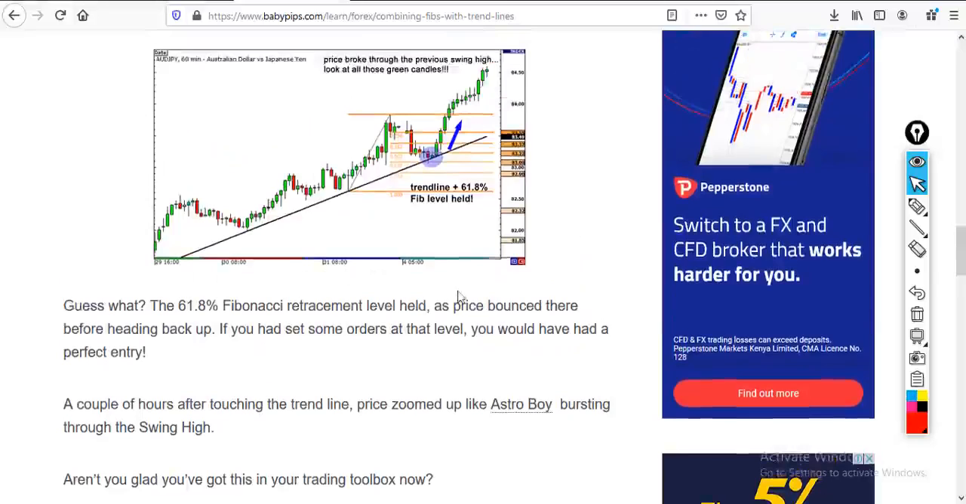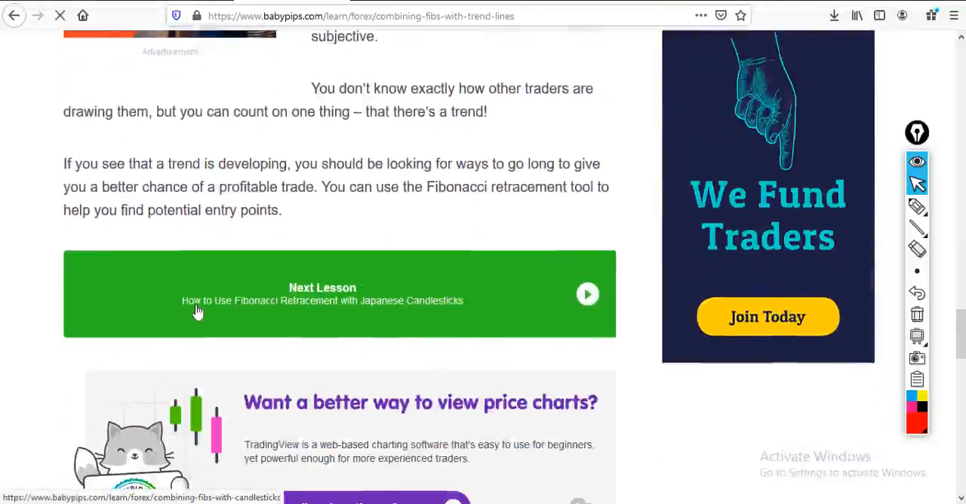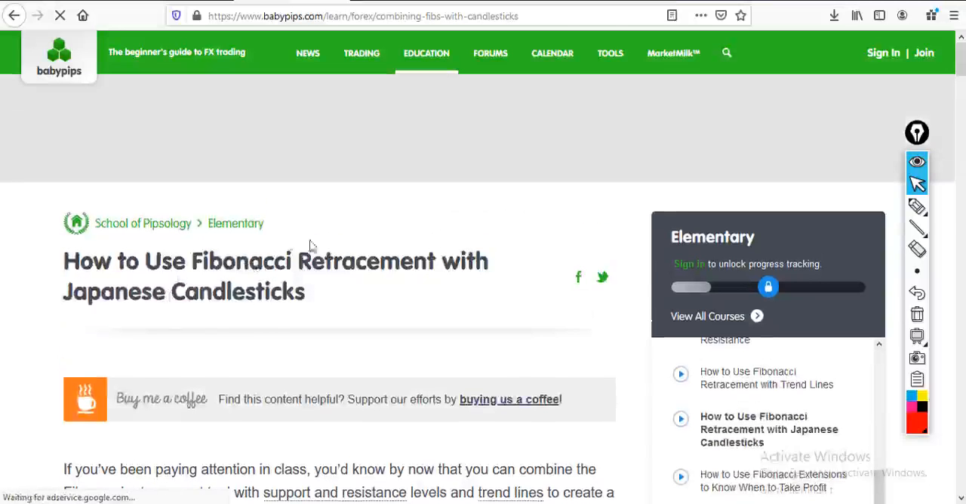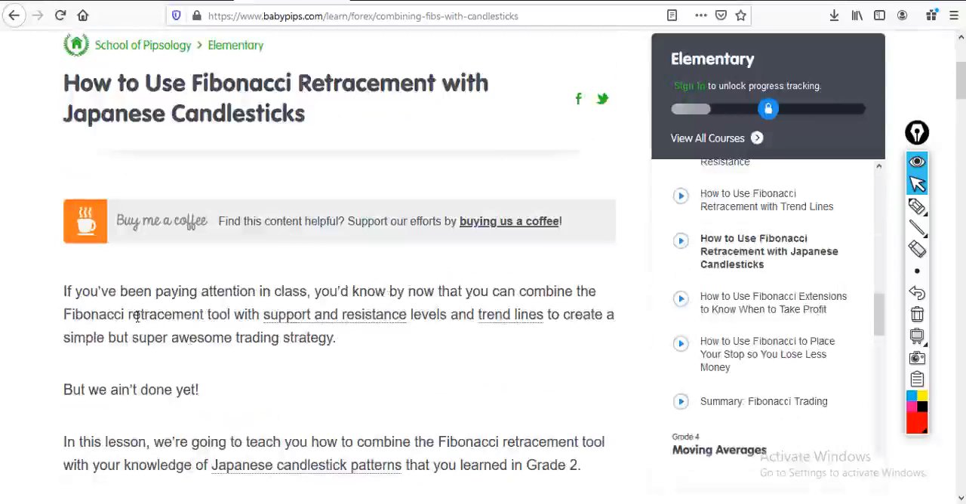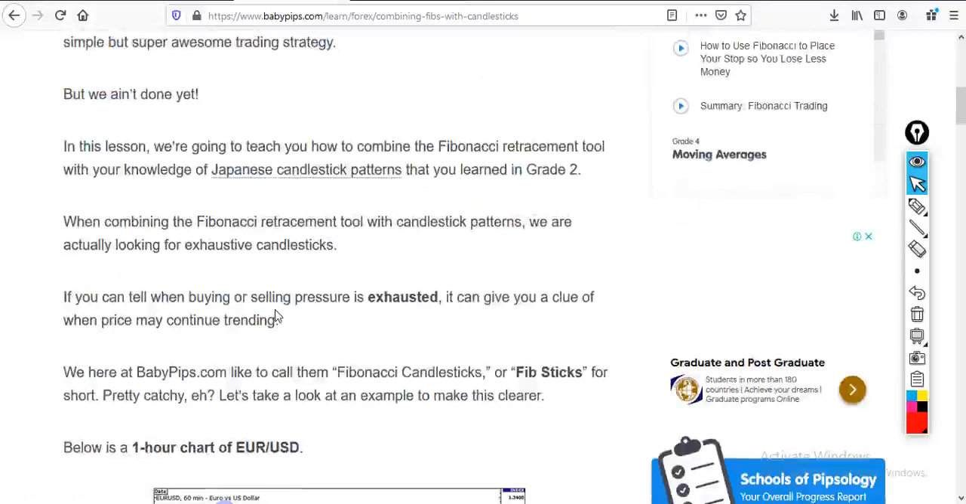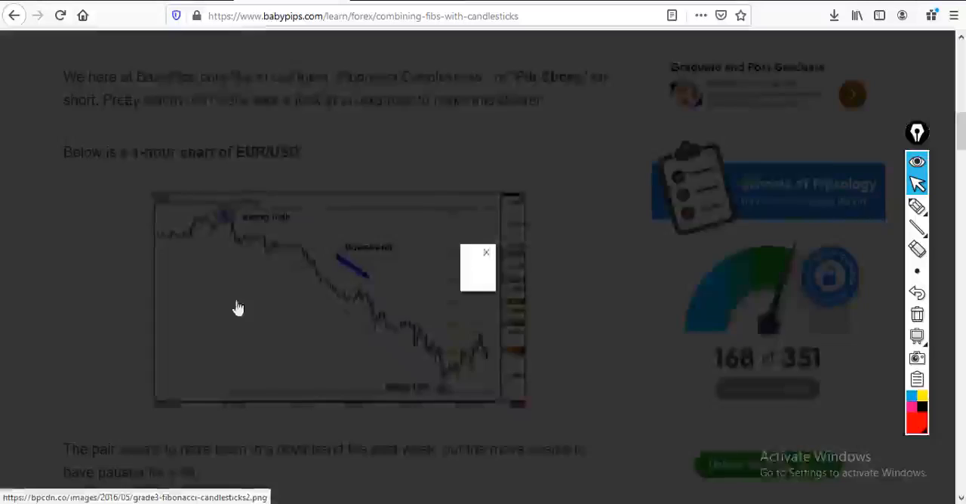Okay, so let's move to the next lesson: how to use the Fibonacci retracement with Japanese candlesticks. So we now know how to use the Fibonacci retracement tool with support and resistance, and how to combine it also with our trend line. However, that's not all. If we include how to use it in combination with Japanese candlesticks, we can have the odds in our favor. So let's look at another example.